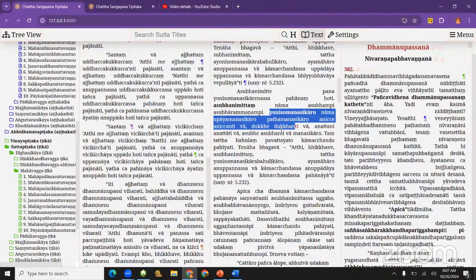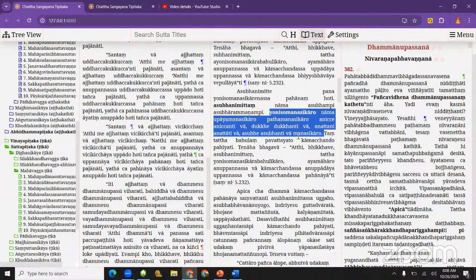Anicche aniccantiva, dukkhe dukkhantiva, anattani anattaniva, asubhe asubhantiva manasikaro. What is the meaning? What is yoniso manasikara? Wise attention is the expedient reflection, that means reflection on the right track, not off the track. It is reflection that considers impermanent phenomena as impermanent, suffering phenomena as suffering, non-self phenomena as non-self, impure phenomena as impure. Here, what is the phenomena? Your five aggregates, and their causes also.